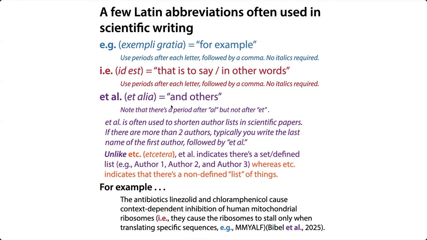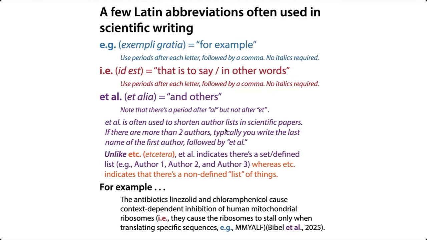It all means and others, and it's often used to shorten author lists in scientific papers. So if there are more than two authors, typically you write the last name of the first author followed by et al. And I'll look at an example in a second. Don't confuse that with etc. So etc. is indicating that there's a non-defined list of things, whereas with et al., you're saying there's this defined list, but I'm only listing some of them.